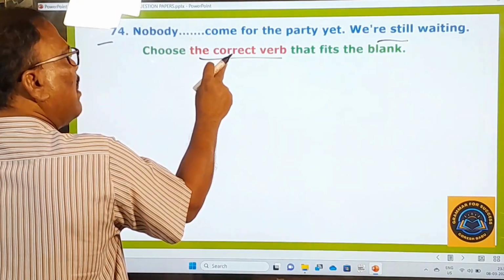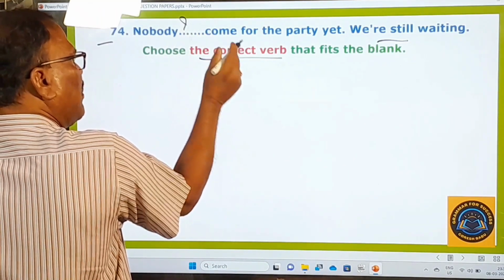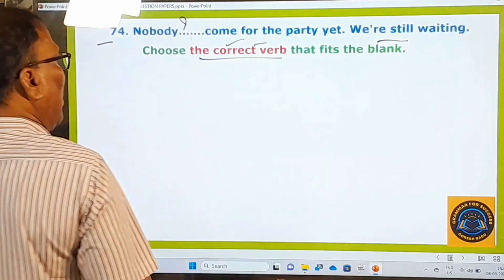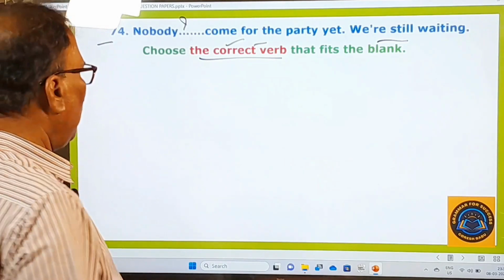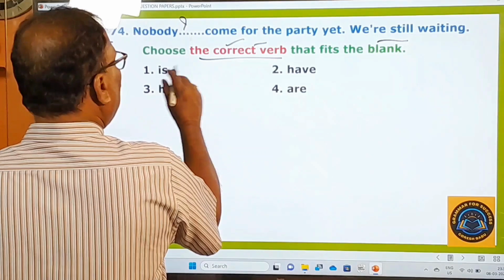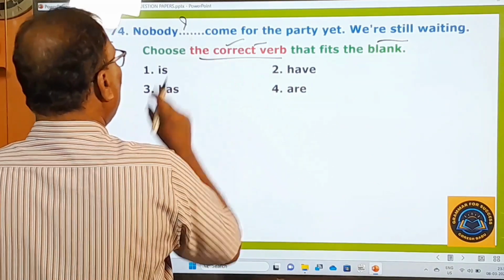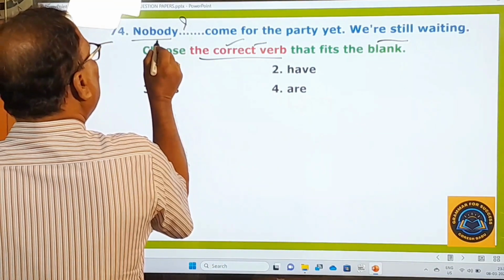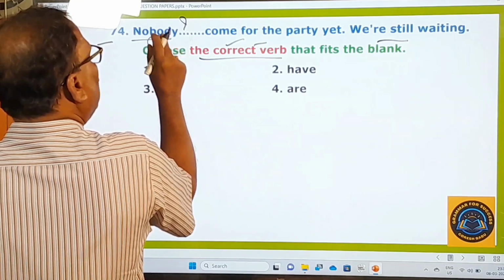So the examiner is asking you to fill in this blank with a correct verb. And what are the options given? Let us look at the options. Is, have, has, are. So here this is nobody. Nobody is a singular word.